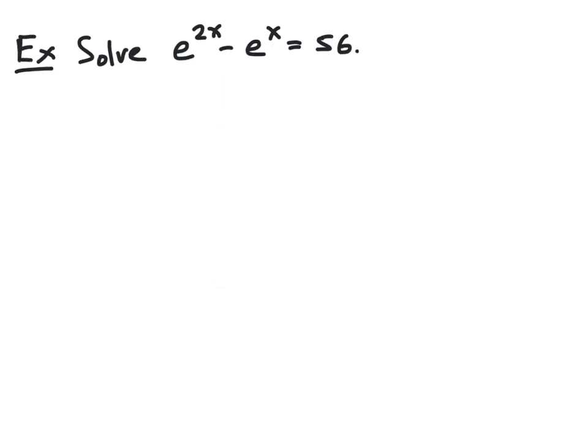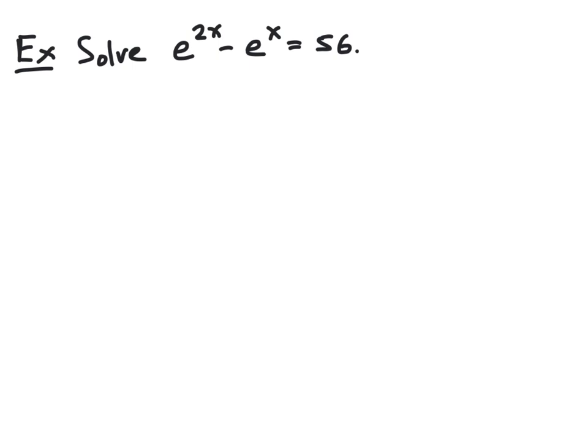In our last example here, we're going to solve e to the 2x minus e to the x equals 56. Notice that this equation is a little bit different than the ones we've looked at previously, as we have two exponential terms on one side and a constant on the other. We're not going to be able to isolate an exponential term, and we're not going to be able to set them equal to each other. And so here, what we're going to do is actually factor this equation.